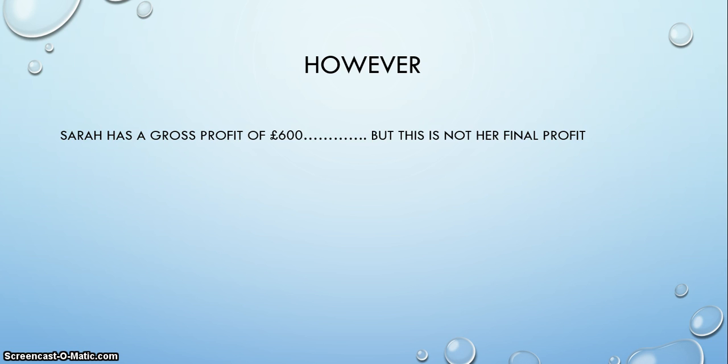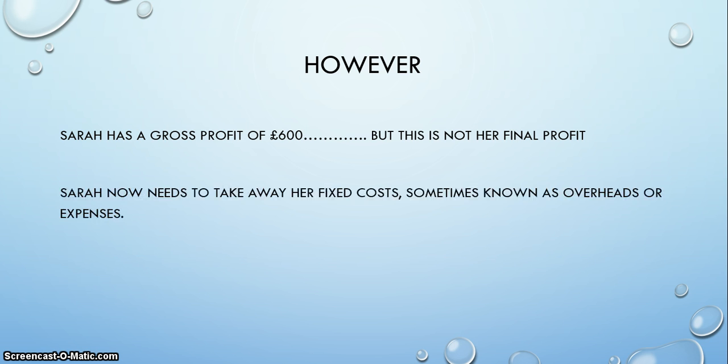Although she has a gross profit of £600, that's not her final profit. Now she needs to take away her fixed costs. We've dealt with variable costs, costs that change with output. Now we need to deal with those fixed costs, otherwise known as overheads or expenses.